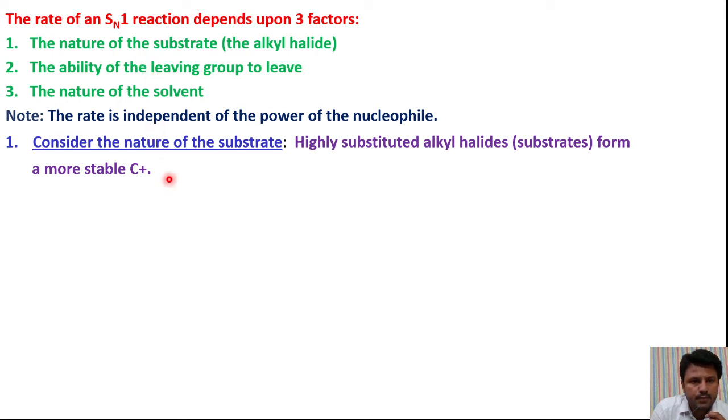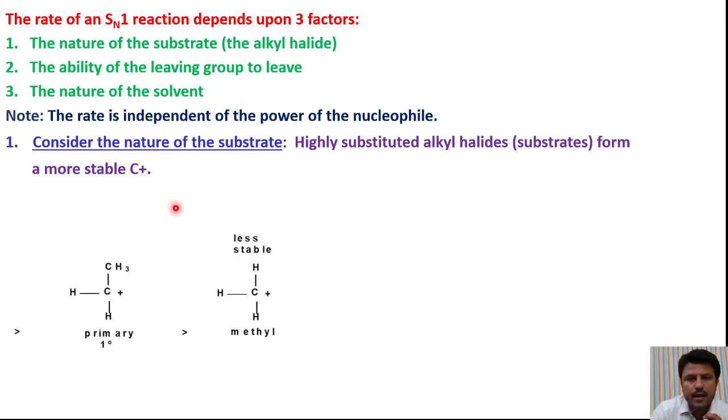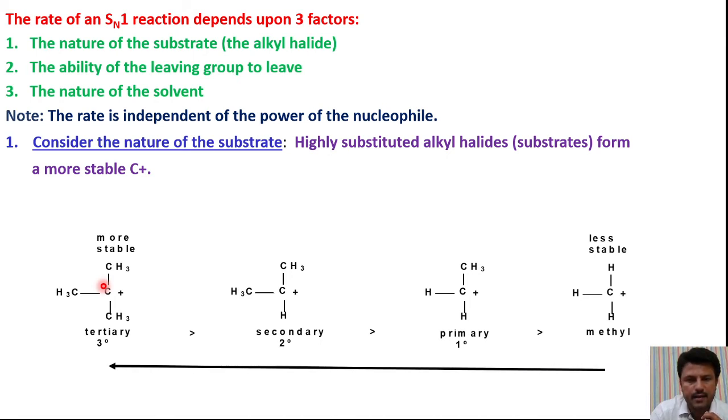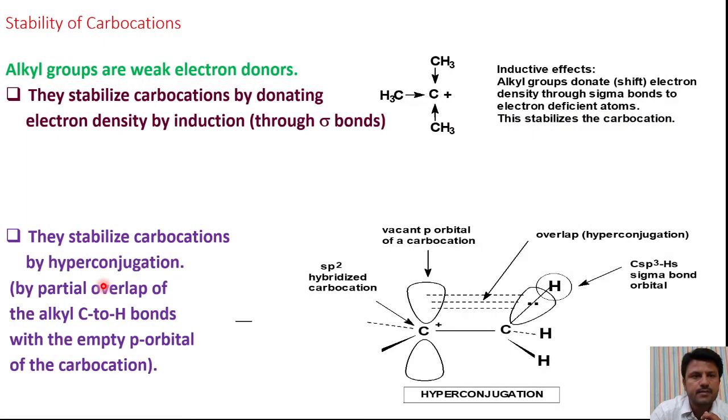When it comes to the substrate effect, the alkyl halide which readily forms a more stable carbocation readily undergoes SN1 reactions. Here, a tertiary carbocation is more stable than a secondary carbocation, which is more stable than a primary carbocation. So the tertiary alkyl halide readily undergoes SN1 reactions compared to secondary alkyl halides. This is the increasing rate of SN1 reactions.